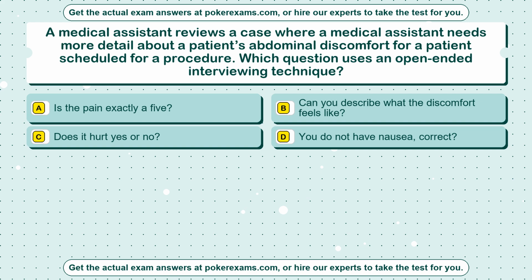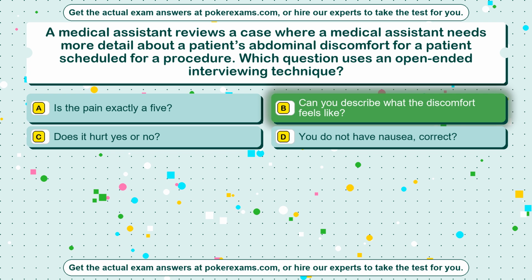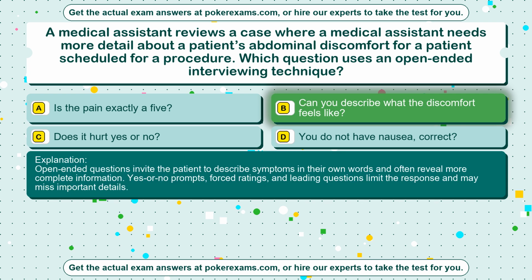Question 60. A medical assistant reviews a case where a medical assistant needs more detail about a patient's abdominal discomfort for a patient scheduled for a procedure. Which question uses an open-ended interviewing technique? Option A. Is the pain exactly a 5? Option B. Can you describe what the discomfort feels like? Option C. Does it hurt, yes or no? Option D. You do not have nausea, correct? The correct answer is option B. Can you describe what the discomfort feels like? Open-ended questions invite the patient to describe symptoms in their own words and often reveal more complete information. Yes or no prompts, forced ratings, and leading questions limit the response and may miss important details.